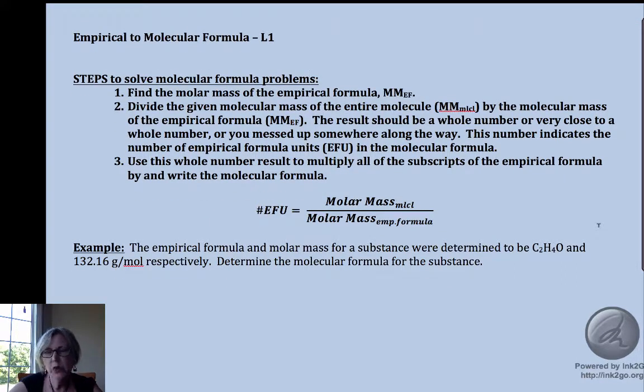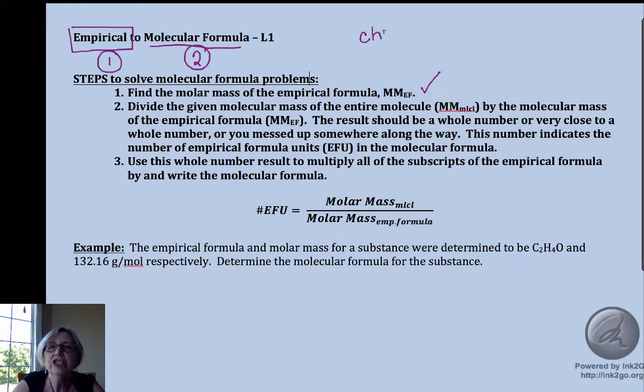In this video, we're going to be looking at how we are able to obtain the molecular formula once we have calculated the empirical formula. So calculating or determining your empirical formula would be the first step, and getting the molecular formula would be the second step. So the first thing you need to do is find the molar mass of the empirical formula.